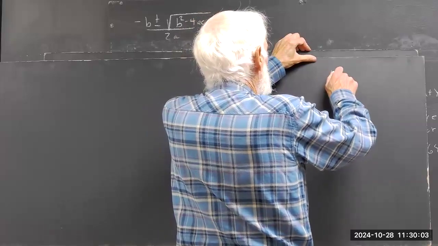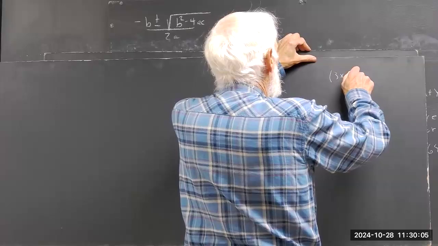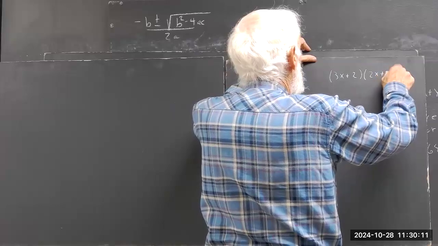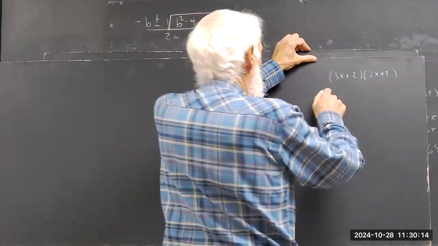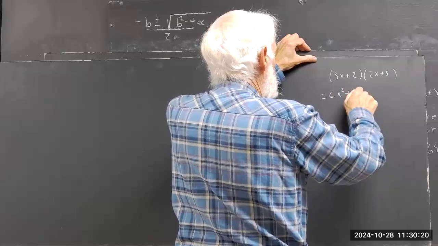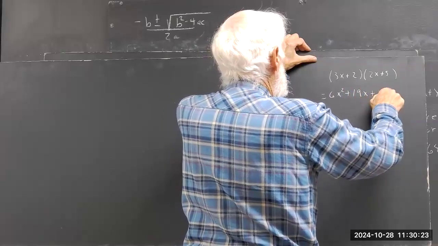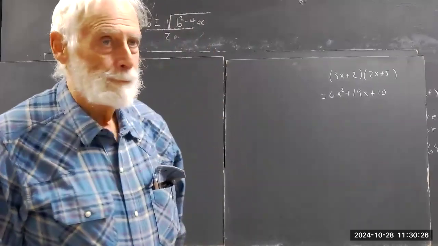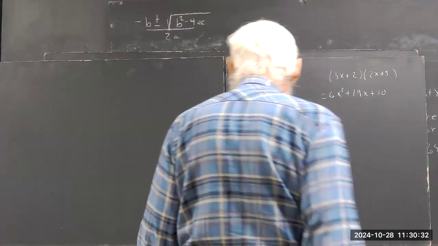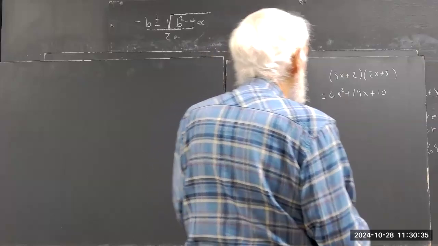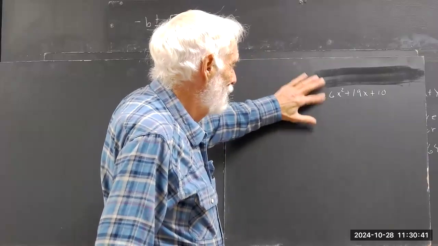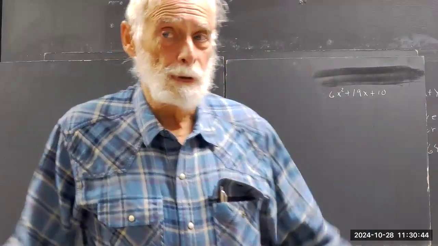If I multiply this, what I get is 6x squared. Then I've got 4x and I've got 15x. That's 19x plus 10. Now pretend that you don't know that this comes from this expression. And it's gone. How do we rediscover the expression that just disappeared?